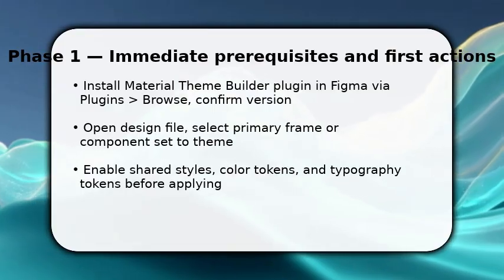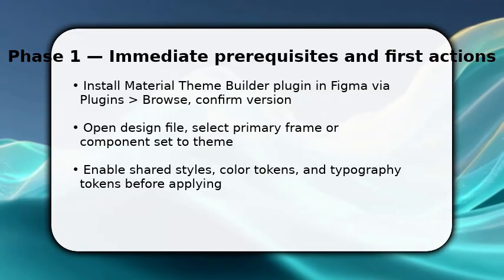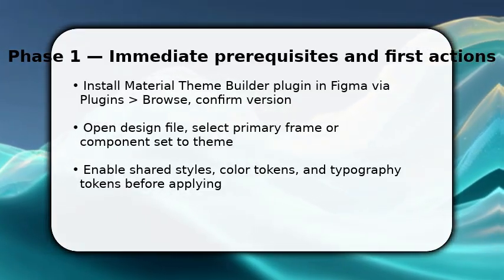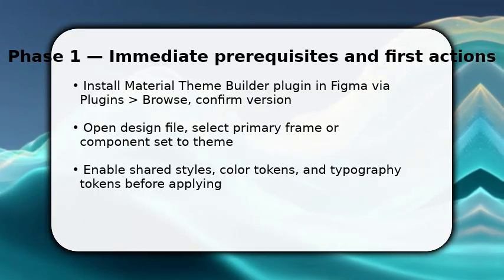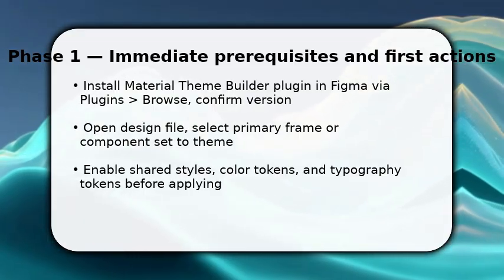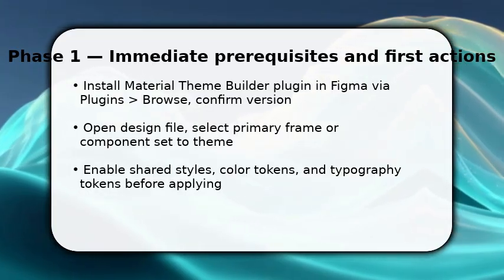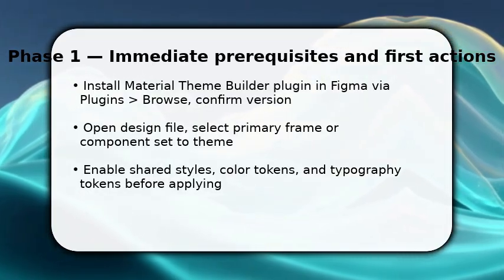You begin by opening Figma and launching the Material Theme Builder plugin. This gets you to the working panel fast. Select the frame or component set you want to theme because the plugin maps tokens to actual layers. Once done, enable shared color and typography tokens so changes propagate.